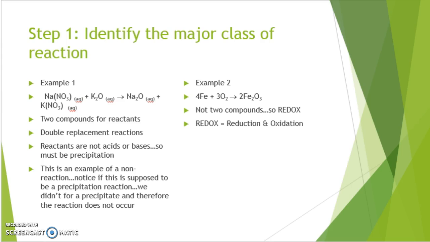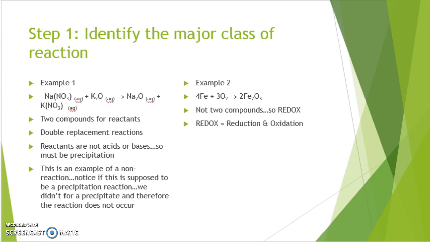Potassium oxide. Potassium, okay, so it doesn't start with hydrogen. Oxygen at the end of it, that's not hydroxide, so it also is neither acid nor base. This is not an acid-base reaction, so it must belong to precipitation. Now you start to go and assign your state symbols, and notice in this case, both of them end up being AQ. So guess what that means?